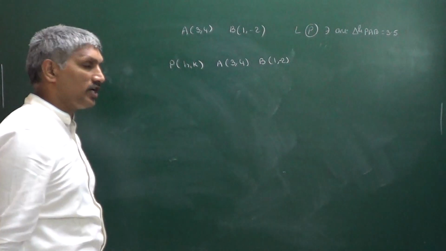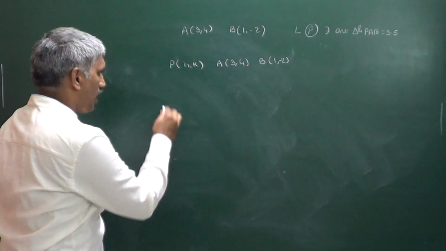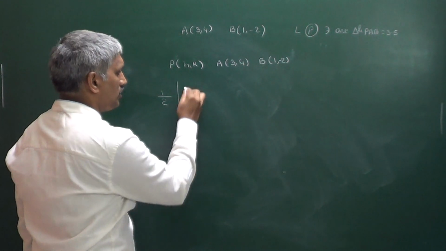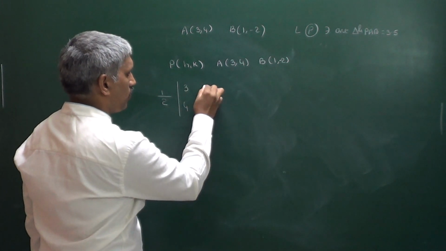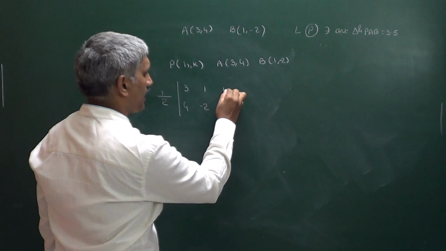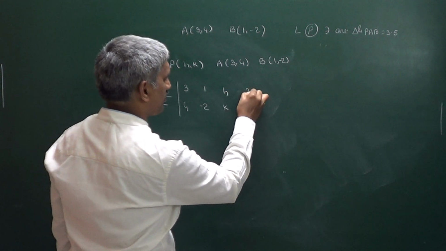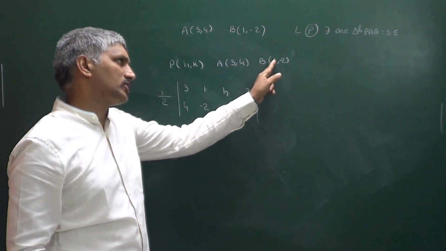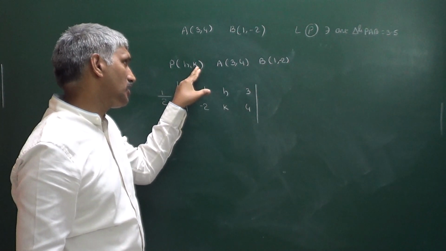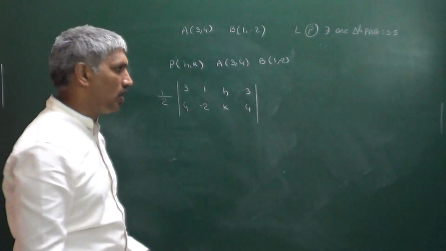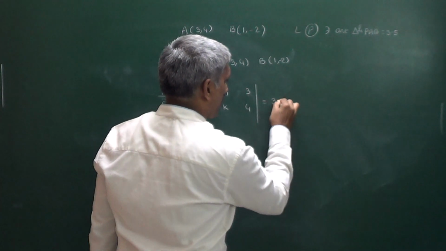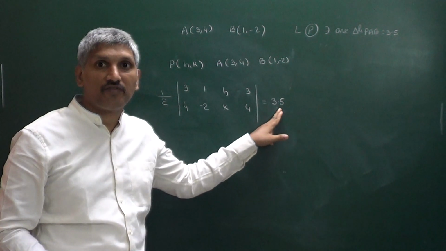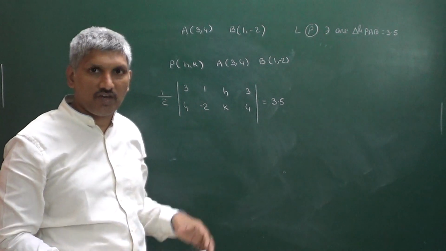We have to find the area of triangle PAB. How to find the area of triangle PAB? Half into, right? So (3, 4), (1, minus 2), (h, k). Again the first one we have to write at the last. (x1, y1), (x2, y2), (x3, y3). The first one is written at the last, equal to 3.5 square units. The area of the triangle is given as 3.5 square units. That is the condition given for us.